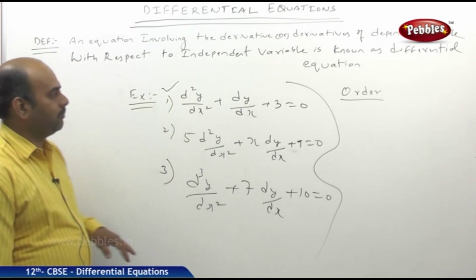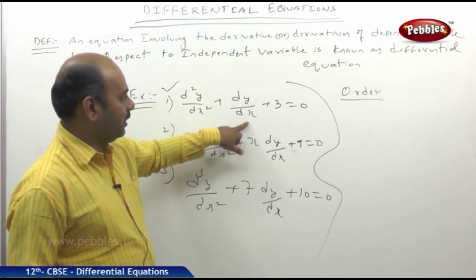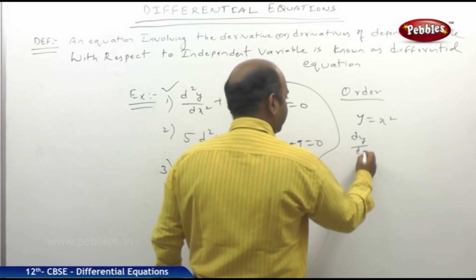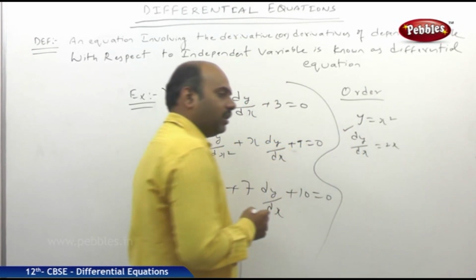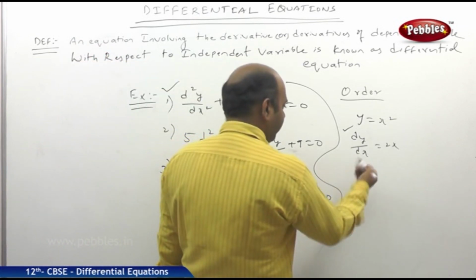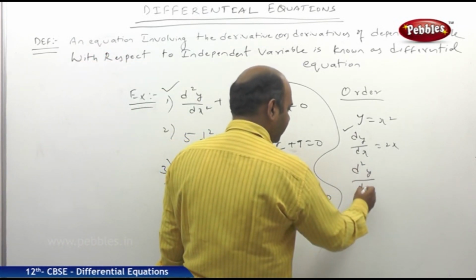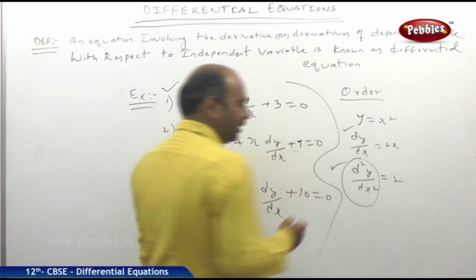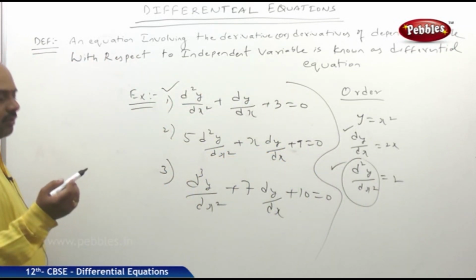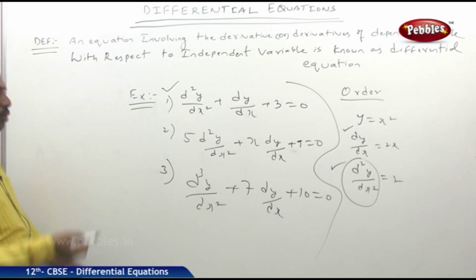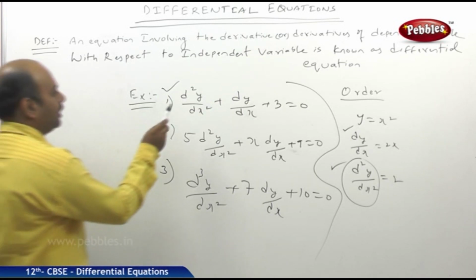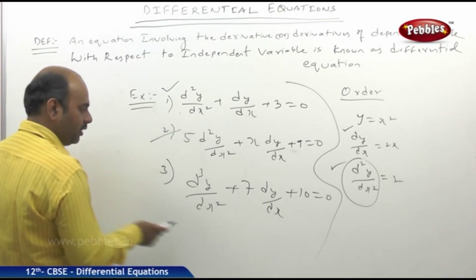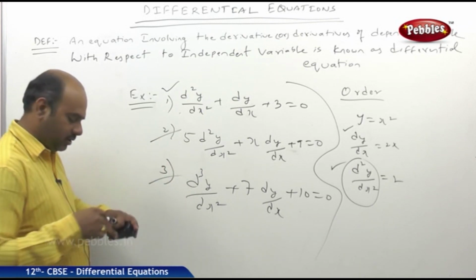If you observe carefully, suppose the function is y equal to x square. Here dy by dx gives 2x, so this you can call a differential equation of order 1. Now if I differentiate again, I get d square y by dx square equal to 2. This d square y by dx square, you call a differential equation of order 2. Here it is a differential equation of order 2, here also order 2, and here it is of order 3.